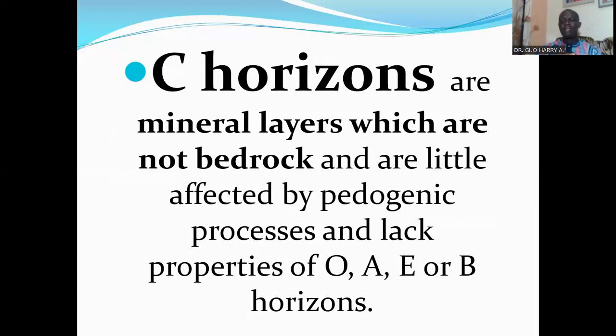They are below the B horizon, and they mainly contain sand, silt, and clay. That's why the C horizon is called a mineral layer. It contains the soil separates: sand, silt, and clay.